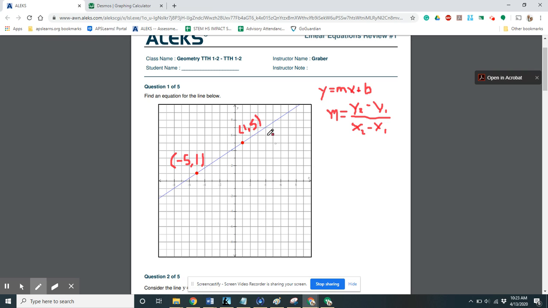So for this case here, we have y2 would be 5 minus 1 over x2 minus x1 is 1 minus negative 5. Five minus 1 is 4. And 1 minus a negative 5 is 6. 4 over 6 simplifies if I divide both of these by 2 into 2/3.